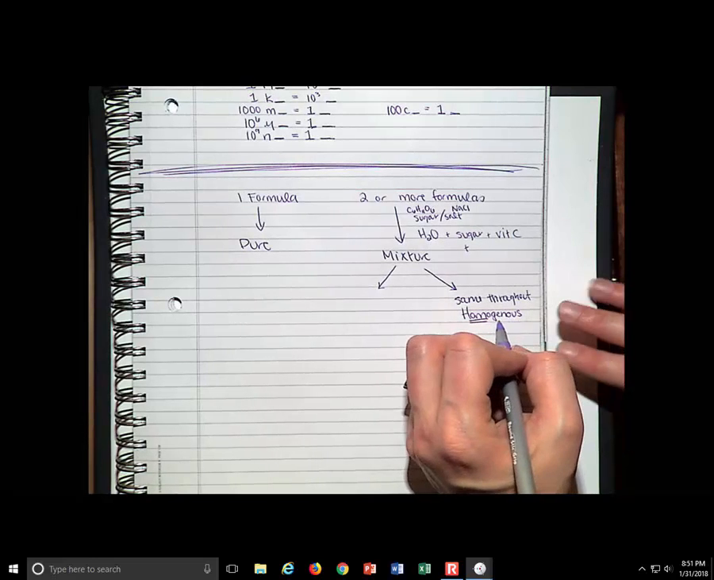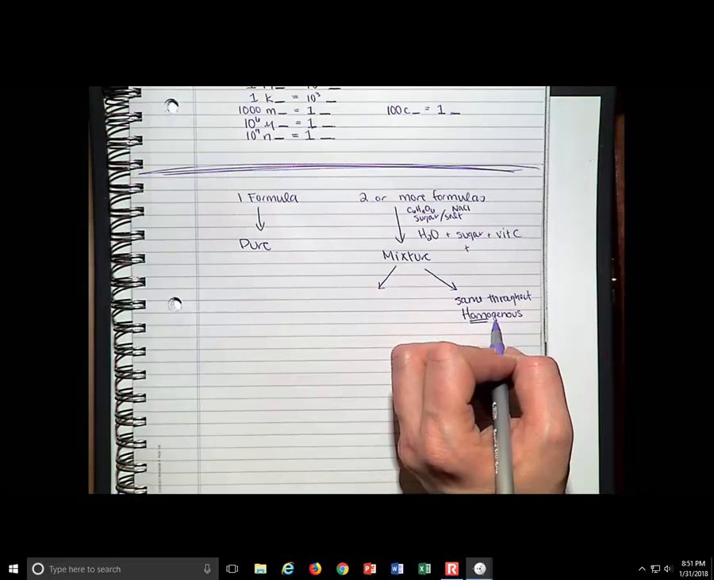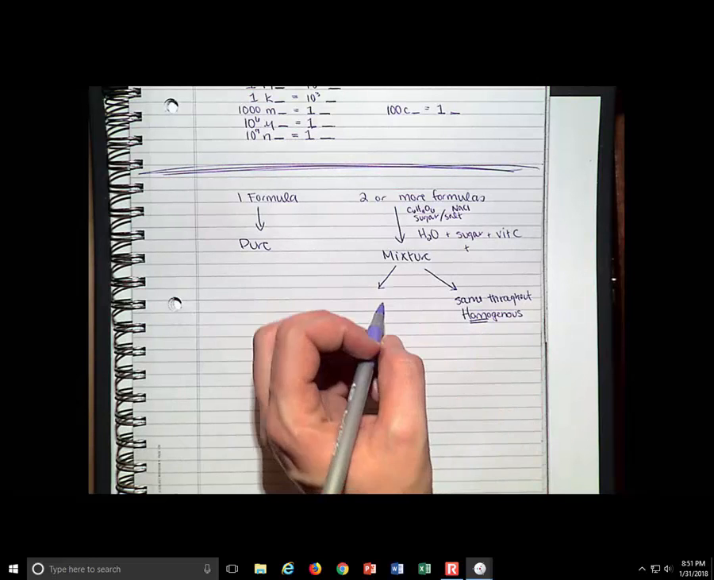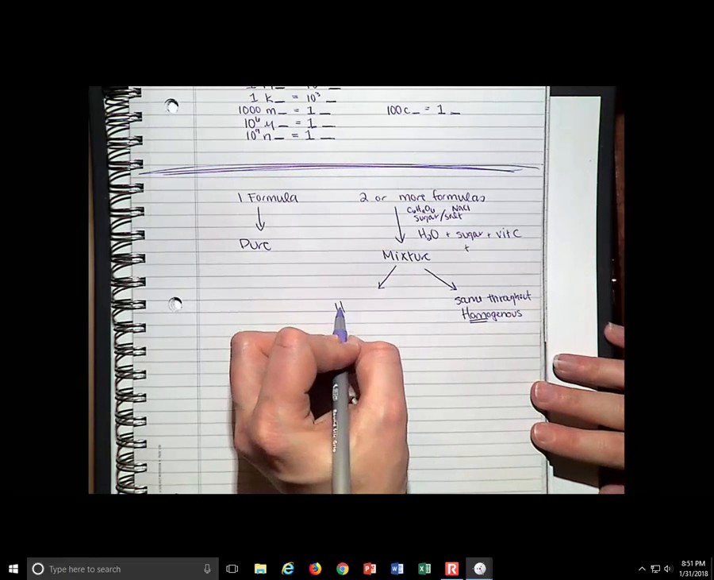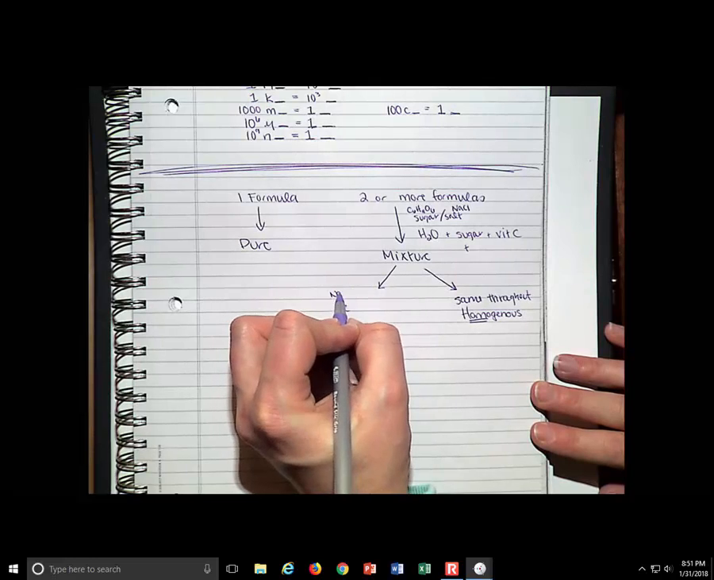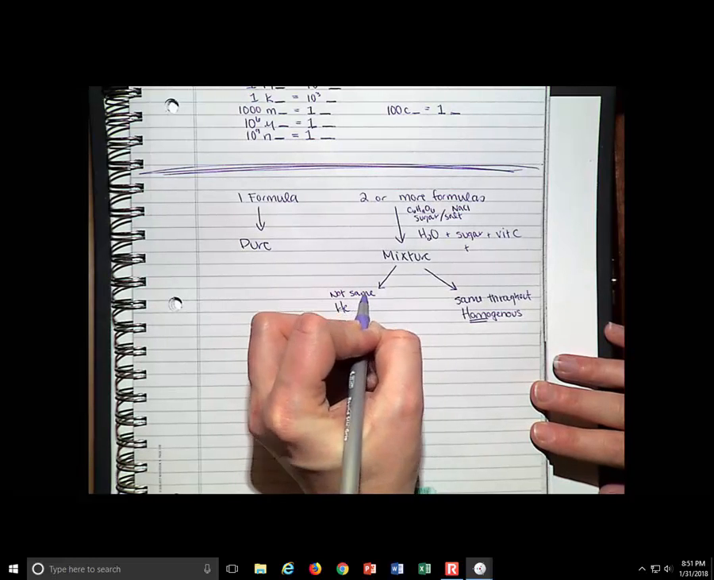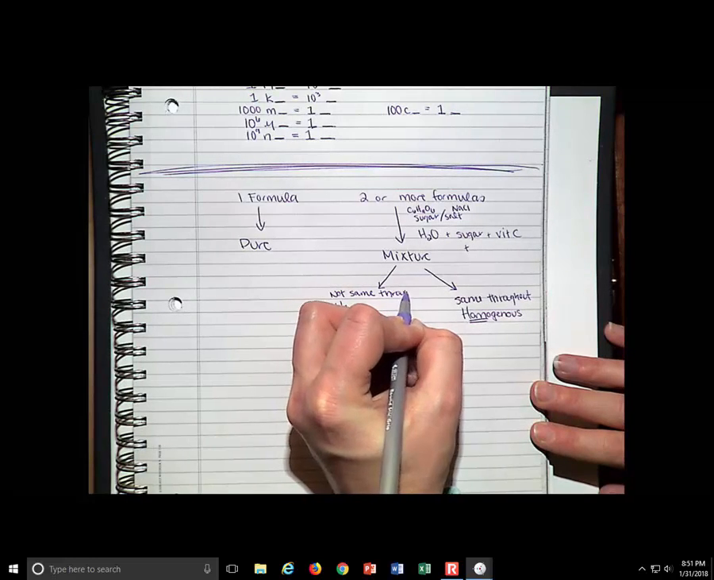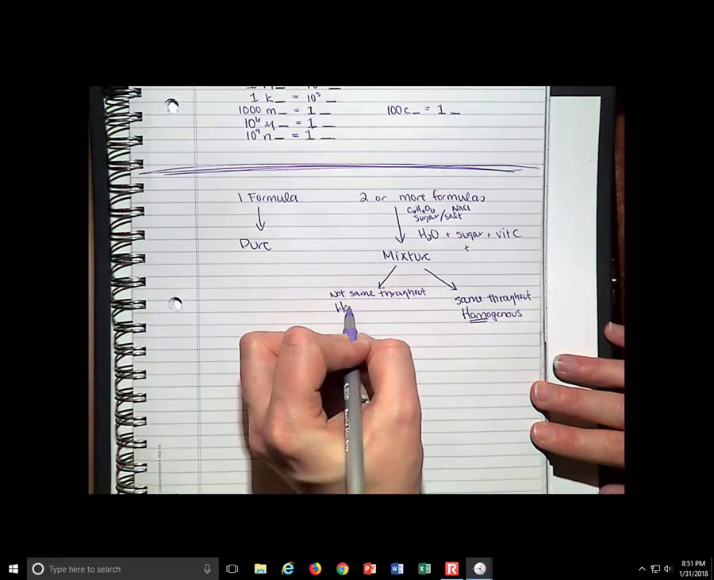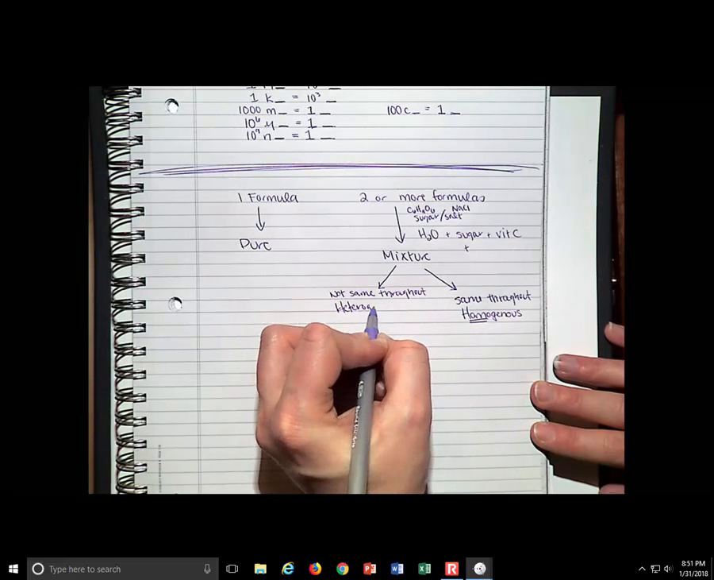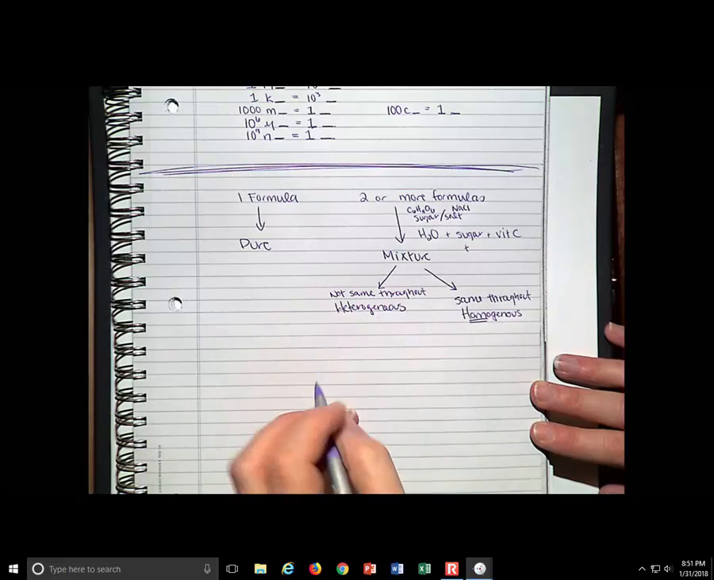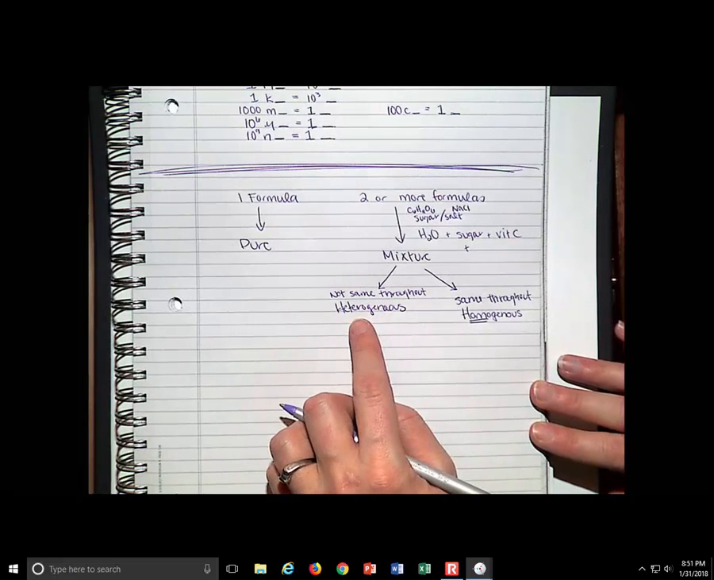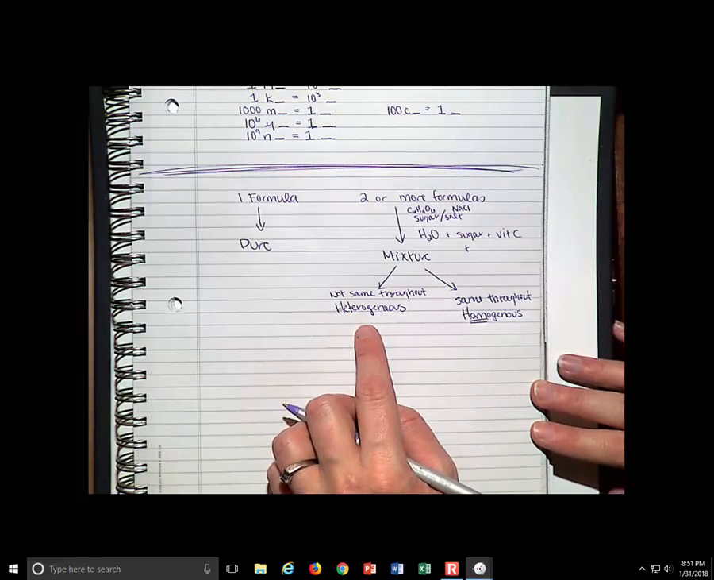Just like homogenized milk looks the same throughout. And then if it's not, then it's heterogeneous. So again, we talked about wood, we talked about granite. Cinnamon sugar would be heterogeneous.